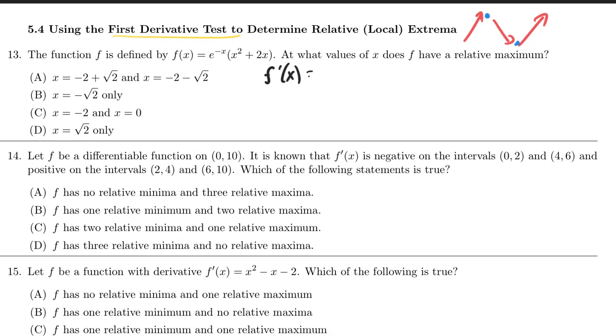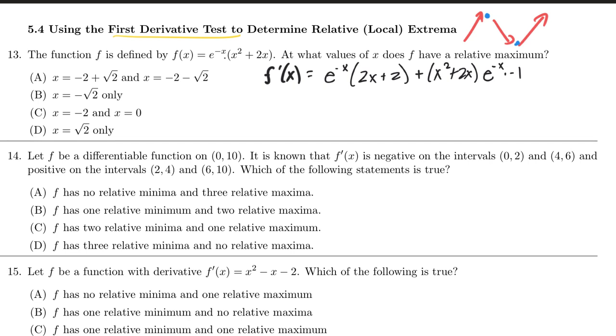And this is a product rule problem, because we have e to the negative x times x squared plus 2x. So I keep e to the negative x the same, and I multiply by the derivative of that, which is 2x plus 2. I'm going to add, I keep x squared plus 2x the same, and I multiply by the derivative of e to the negative x, which is e to the negative x times negative 1.